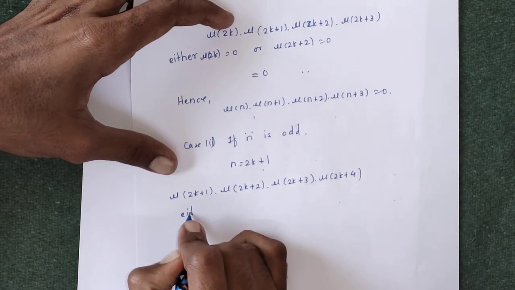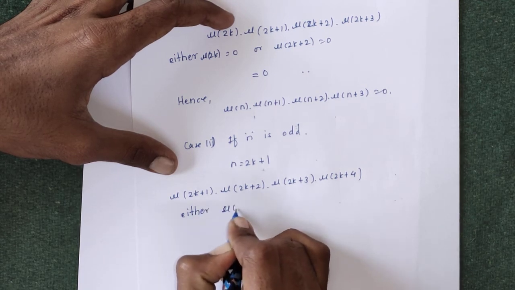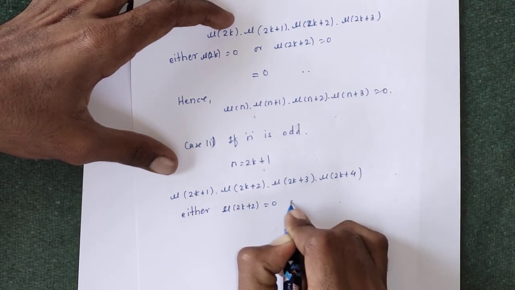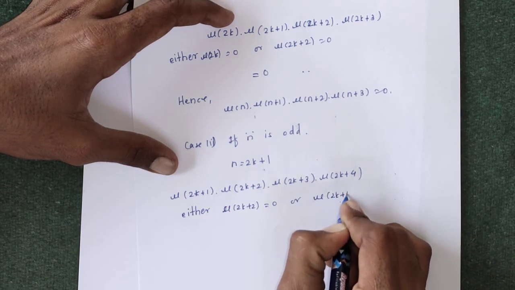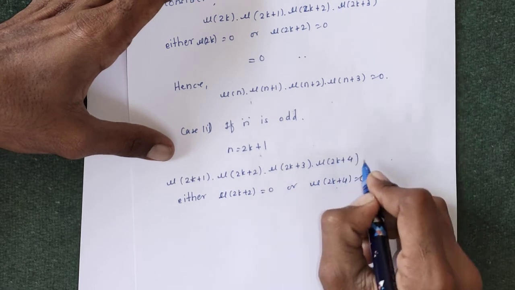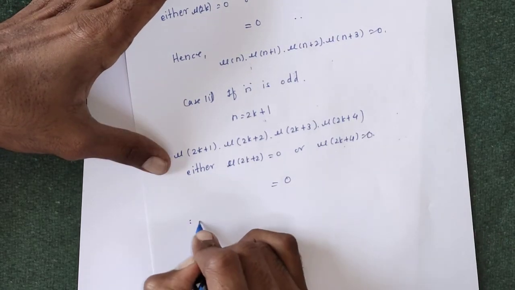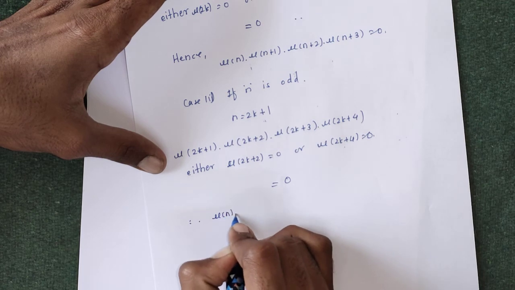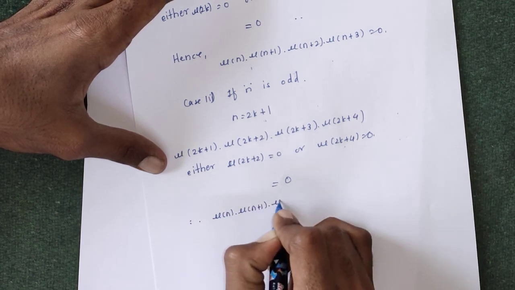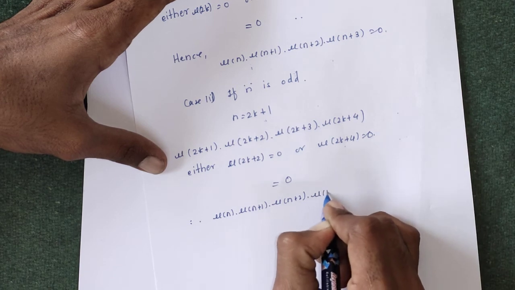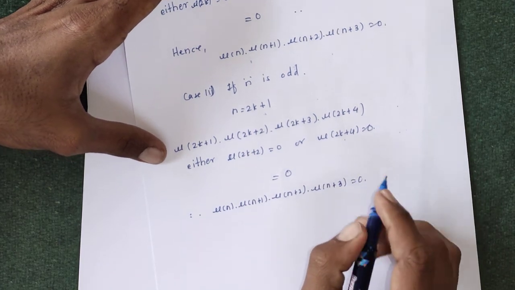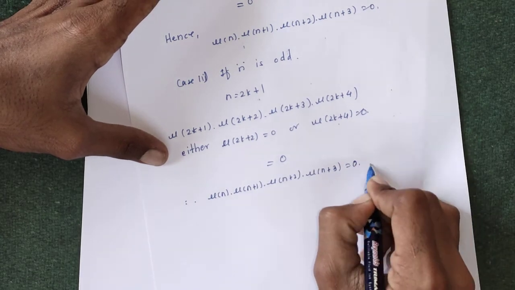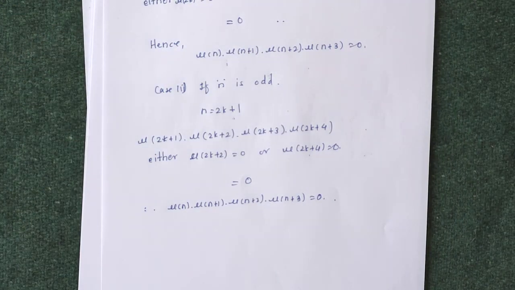So in this case either mu of 2k plus 2 is equal to 0 or mu of 2k plus 4 is equal to 0, so the product will become 0. Therefore, again in this case mu of n into mu of n plus 1 into mu of n plus 2 into mu of n plus 3 will become 0. From both the cases we can say that mu of n into mu of n plus 1 into mu of n plus 2 into mu of n plus 3 is equal to 0. Hence the solution of this example.